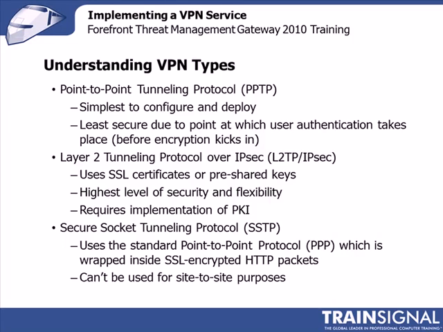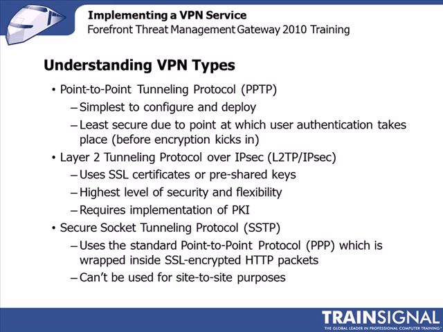Next up, we have the Layer 2 Tunneling Protocol over IPsec, often called L2TP/IPsec. This is a much more comprehensive protocol than PPTP, and it uses SSL certificates or pre-shared keys to work its magic. L2TP over IPsec provides the highest level of security and flexibility, as it supports both individual machine connections via VPN and point-to-point VPN connections. It does, however, require the implementation of a public key infrastructure, which places it out of reach for many organizations, including GlobalMantics.